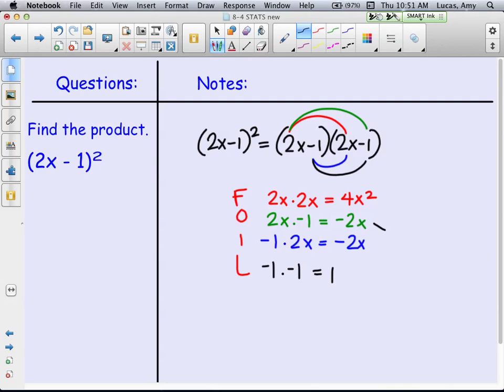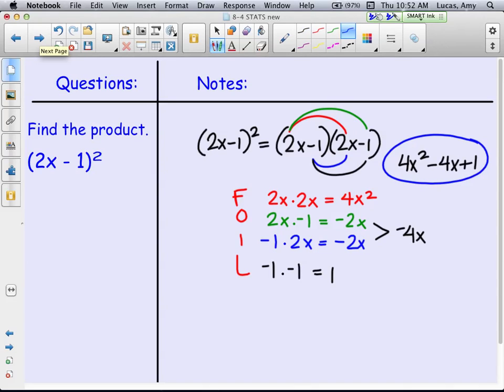So you may notice that the middle terms are the same again. That's the pattern that we're talking about. So negative 2x and negative 2x combine to give you negative 4x. So 4x squared minus 4x plus 1 is my final answer.